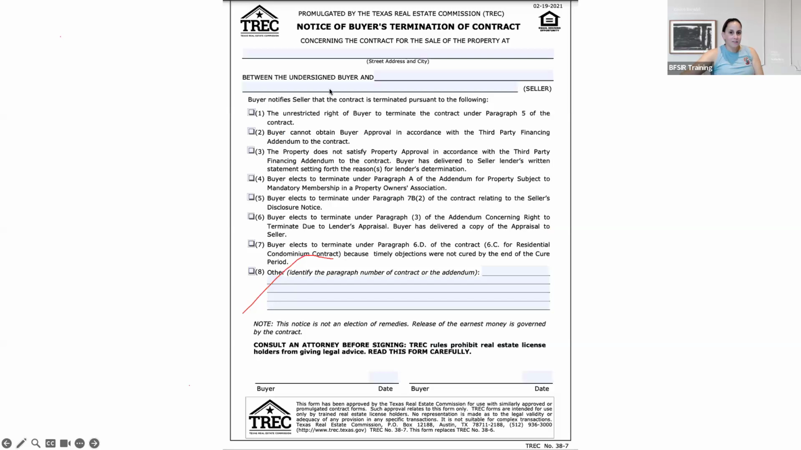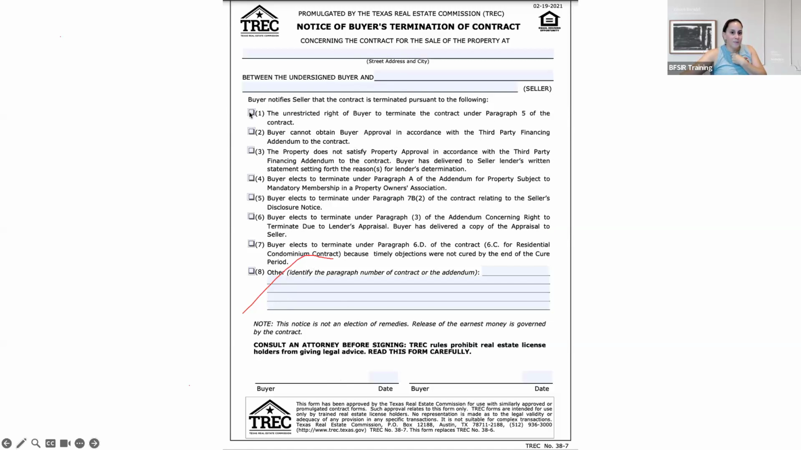Okay, notice of buyer's termination of contract. This is between the parties. And then these are the different options why the buyer might terminate. And I will say, I think I've made people paranoid about this because they call me all the time. Please don't be nonchalant in the way that you fill this out, right?